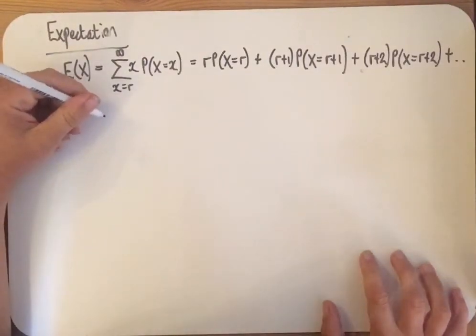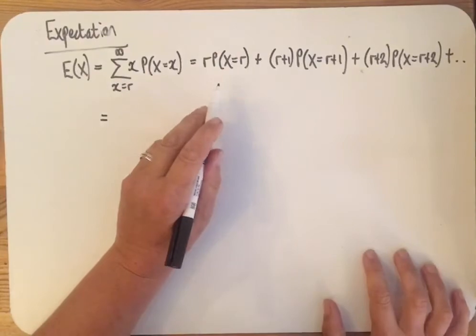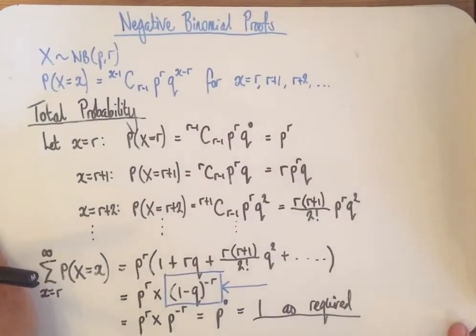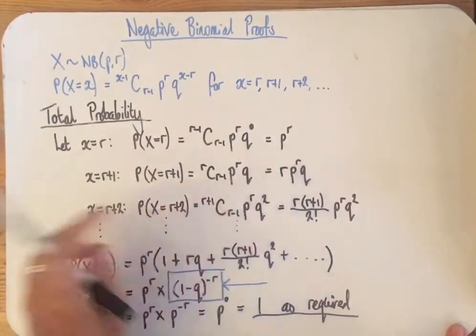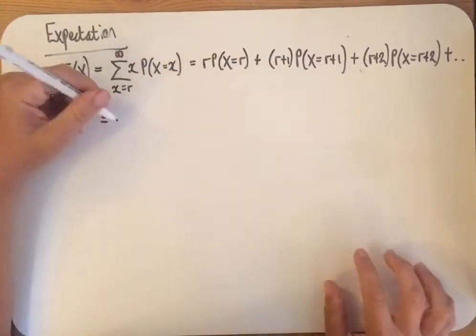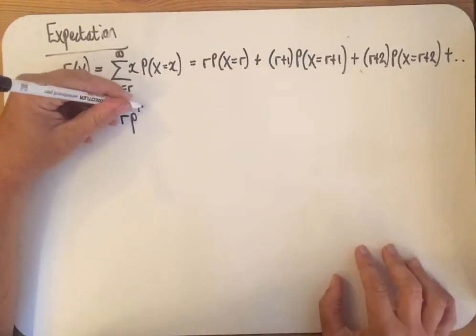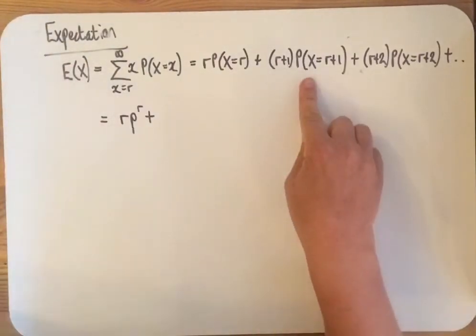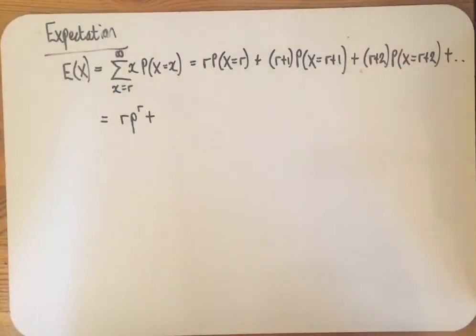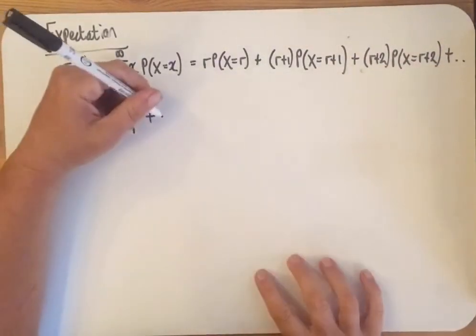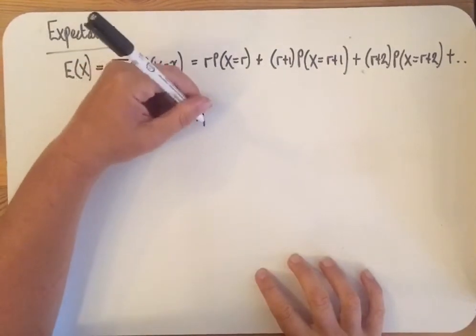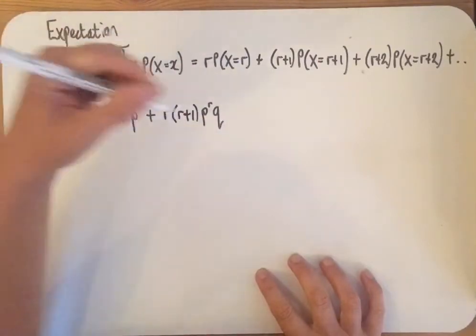And then the probability that x equals r, we found these on this proof here, just to remind you. So the probability x equals r is p to the r, and I want to times that by r. So I get r p to the power r. Probability x equals r plus 1 is r p to the r q. So you end up with r p to the r q times r plus 1. So just written that slightly neater.